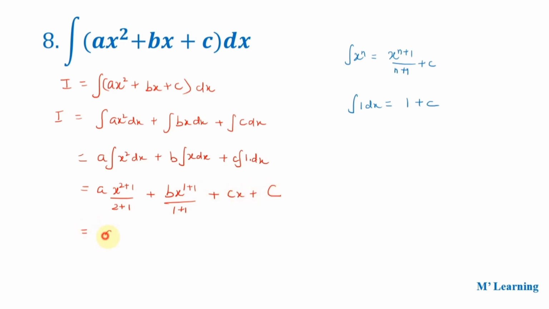So this will become ax³ by 3 plus bx² by 2 plus cx, and plus c, the constant of integration. Note that this c and this c are different. This is a constant of integration, this is its coefficient. Hence, this is the answer for this question.